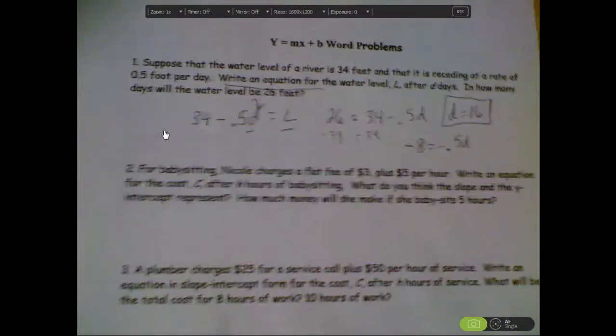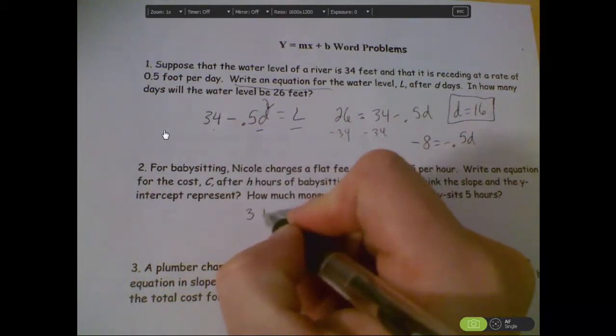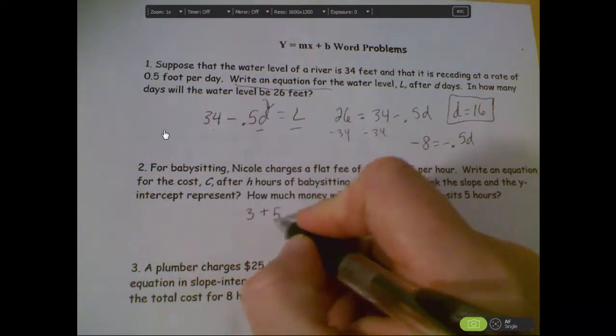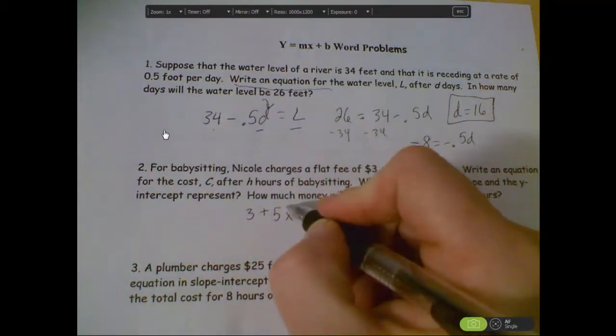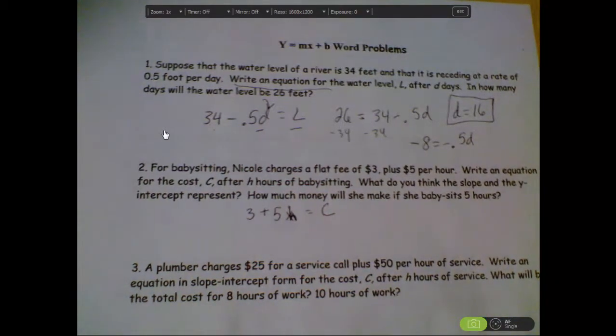Number 2, for babysitting, Nicole charges a flat fee of $3. That's how much she starts with, plus $5 an hour. Oh, and I should read the whole problem. H is the number of hours, C is the cost of babysitting. What do you think the slope and y-intercept represent?